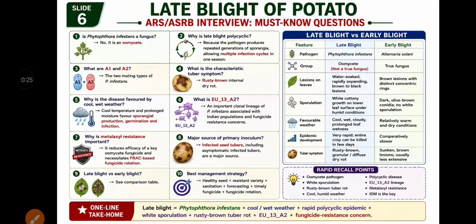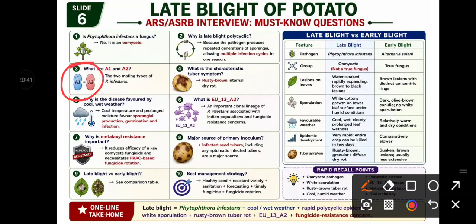So the causal organism, this is Phytophthora infestans. Is it a fungus? No, it's not a fungus, it's an Oomycete. Then what are A1 and A2? These are two mating types, because this Phytophthora infestans is heterothallic. So these two mating types are essential for the sexual reproduction and to produce the oospore.